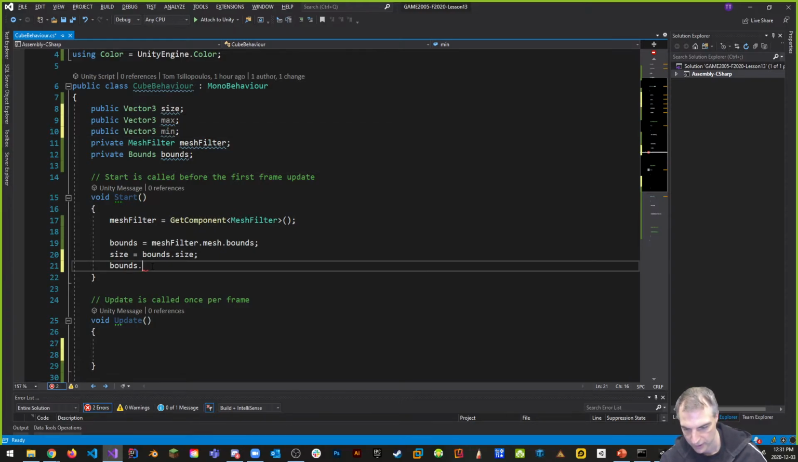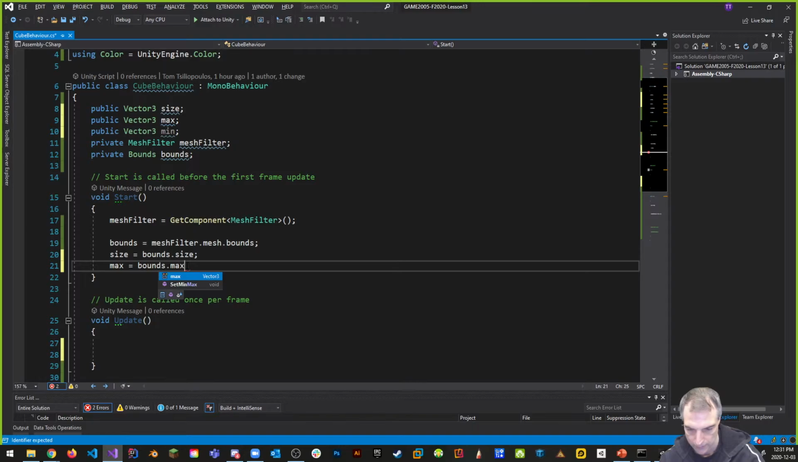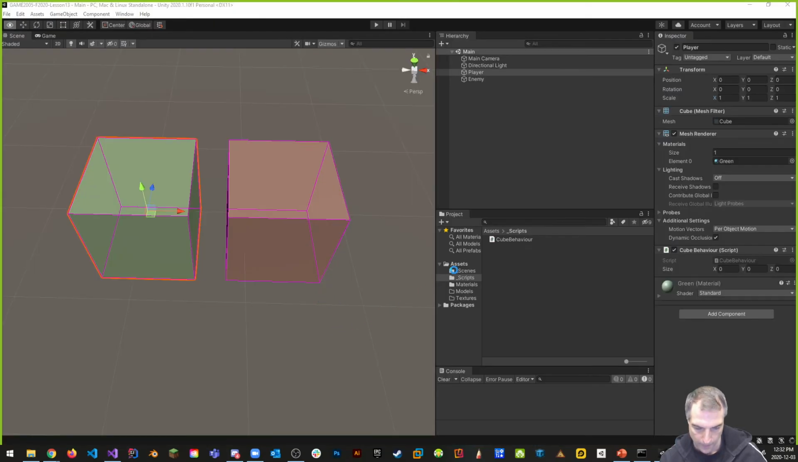Max and min. We're going to show what those are. So max is equal to bounds.max. Again, we're just exploring. And min is equal to bounds.min. All right, max and min. Cool. And we're going to see them appear here in the inspector, because anything that's public by default will appear as long as the data type is supported. It's going to appear here in the inspector. Let's try this out and see what happens.